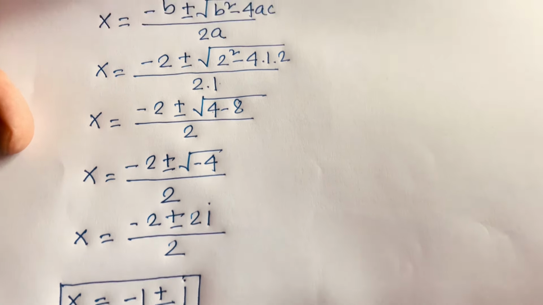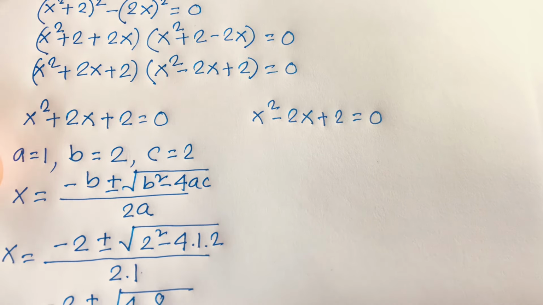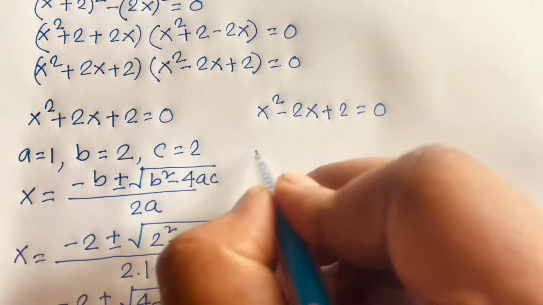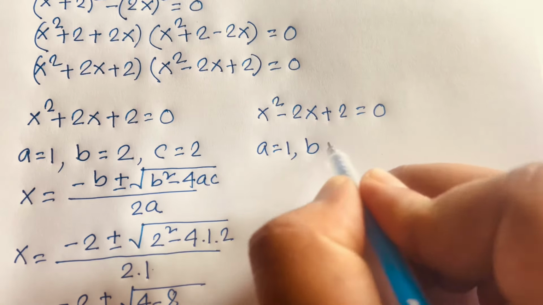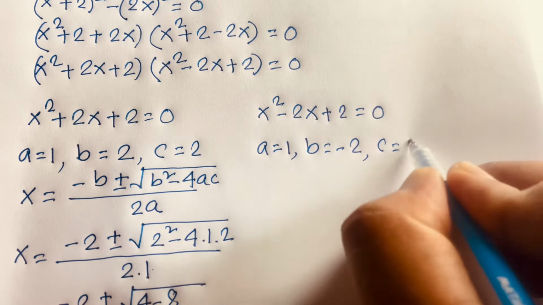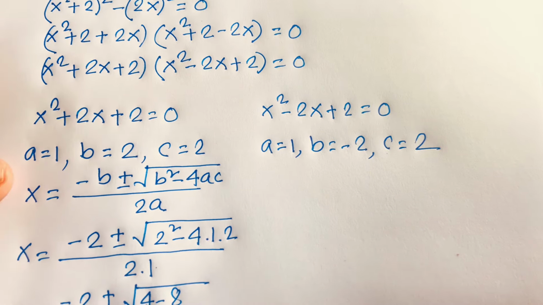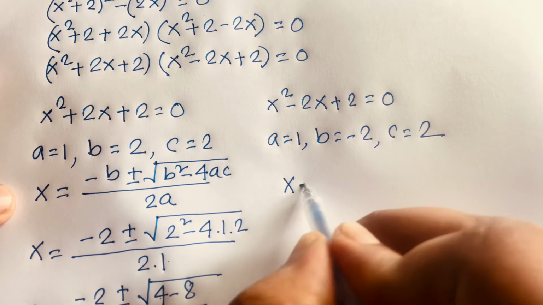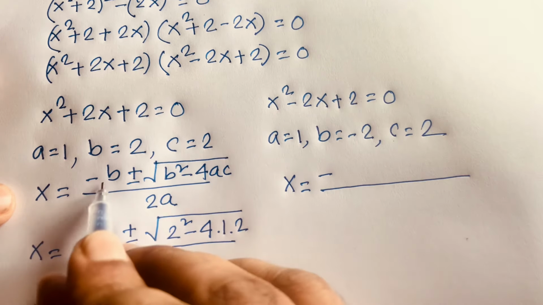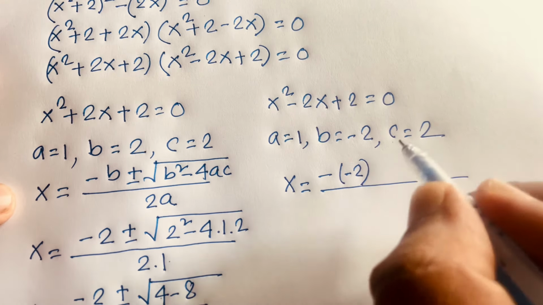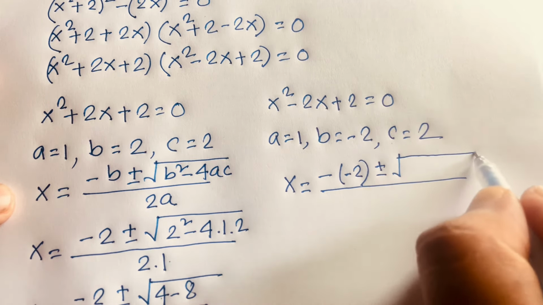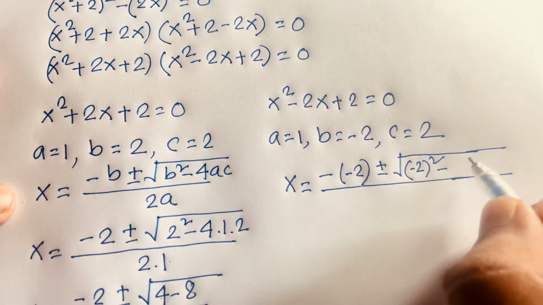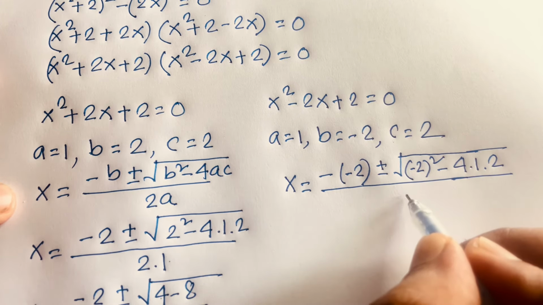But in the other case, x square minus 2x plus 2 is equal to 0. In this case, a is equal to 1, b is equal to minus 2, and c is equal to 2. If I want to find the value of x, again I follow this formula. x is equal to minus b, b is minus 2, plus minus square root of b square, minus 2 whole square, minus 4ac, a is 1 and c is 2, over 2a, a is 1.